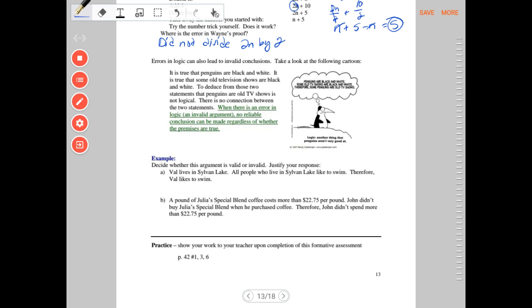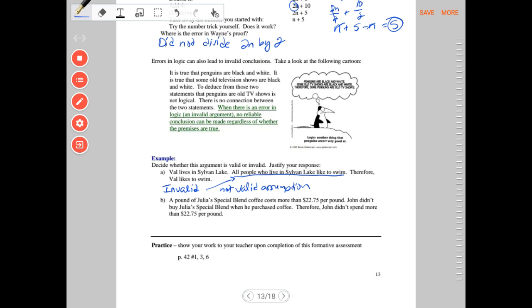Okay, I think that this is invalid. And the reason it is invalid is because we make an assumption that all people in Sylvan Lake like to swim. So this is not a valid assumption. I can tell you this because I used to live in Sylvan Lake and I did not like to swim. So therefore, this cannot be true.